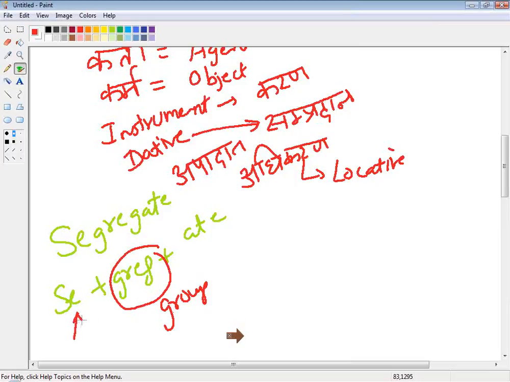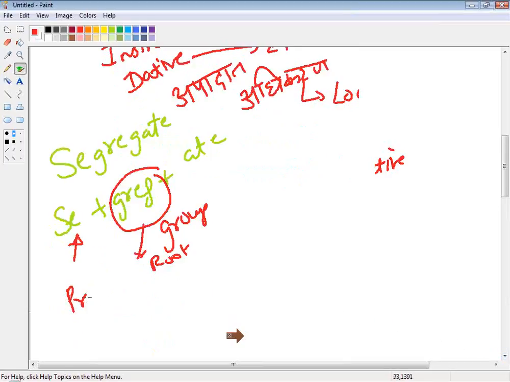So you say segregate. The se is a prefix. In Sanskrit we have upasarga. This greg is nothing but a root. A root means dhatu, the basic starting point. Se is an upasarga, which means a prefix. Now, if I said segregate, it means to separate from a group, because the prefix se in English means apart. Apart from the group means to separate from the group, segregate.